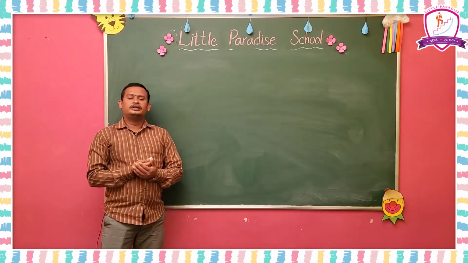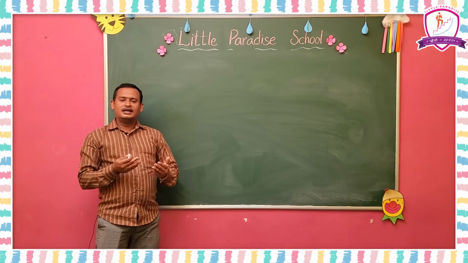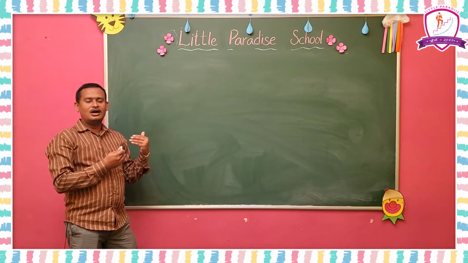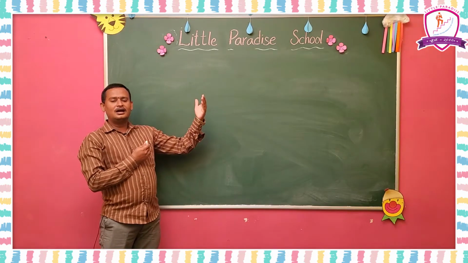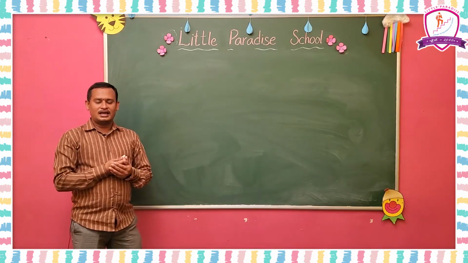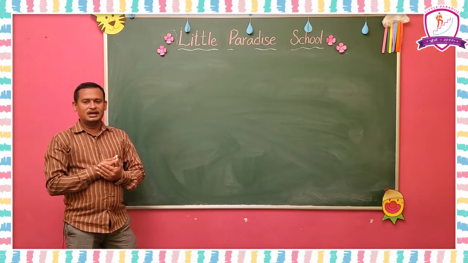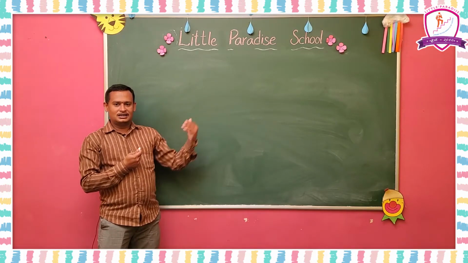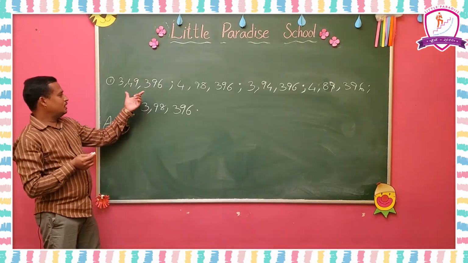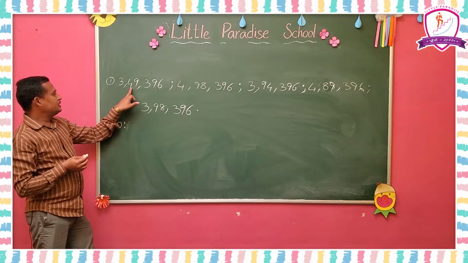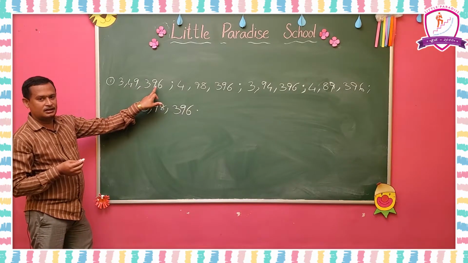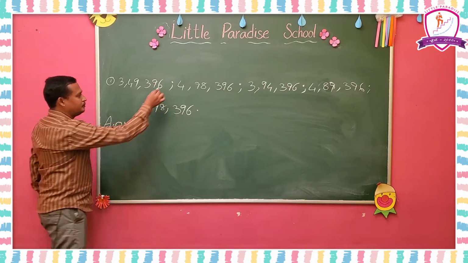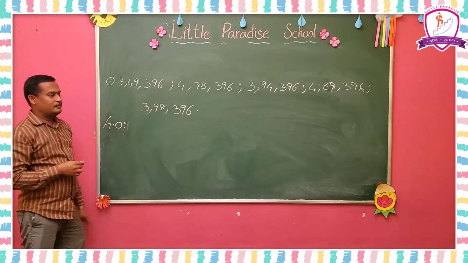Okay. Now, how to put the given numbers into an order? We have to arrange the given numbers into ascending order or descending order. Ascending order means small to big, and descending order means big to small. First, I am going to take some numbers, then I will show how to arrange the given numbers into ascending order and descending order. So, I took 5 numbers here. 3,49,396. Here I put commas according to the periods. After the number I kept a full stop and comma. Observe this.